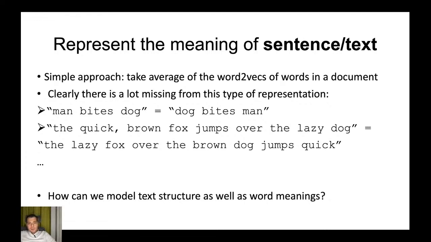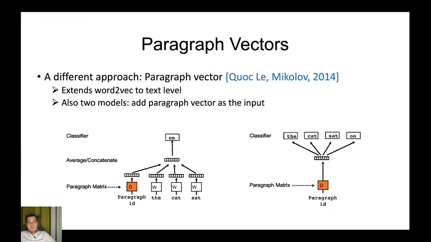Okay, so starting from this problem, the first question that arises is how we can model the text structure along with the word meanings. So the average of word embeddings keeps the meanings of the words in the context, but it doesn't model the text structure. So the first idea in this regard was proposed by Le and Mikolov in this 2014 paper, where they introduced the approach called paragraph vector. So this is a direct extension of the Word2Vec model to the text level.